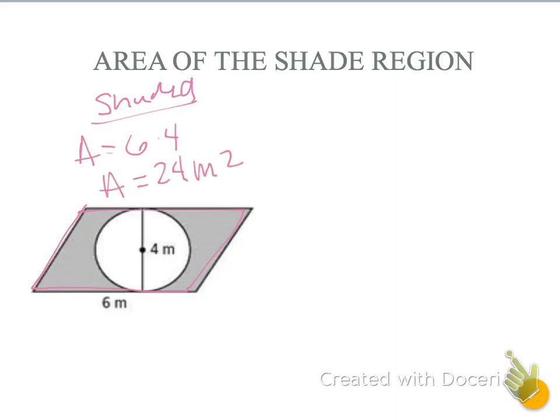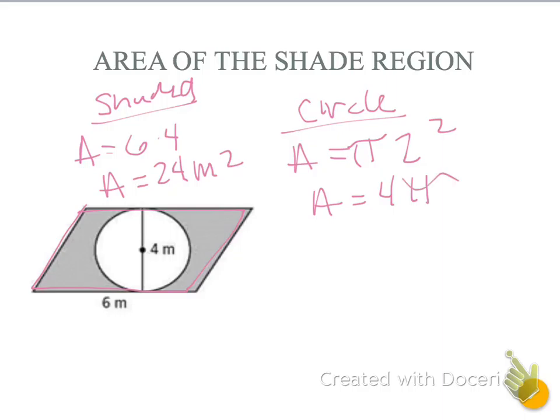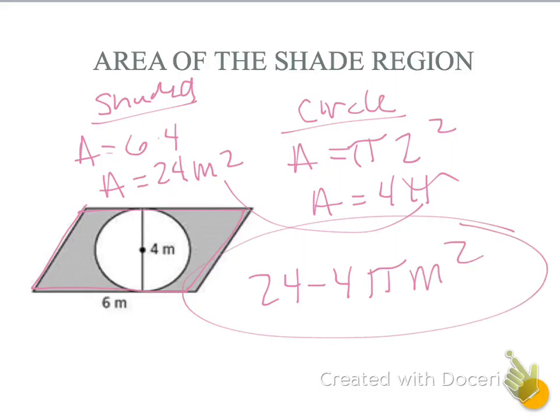Now we need to do the area of the circle, so we can subtract that unshaded region out. So A equals pi times my radius squared. Well, my diameter is 4, so my radius is 2. So my area of this is 4 pi. So now I subtract them, so 24 minus 4 pi meters squared is my answer.